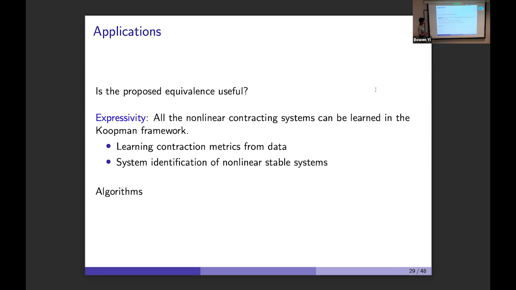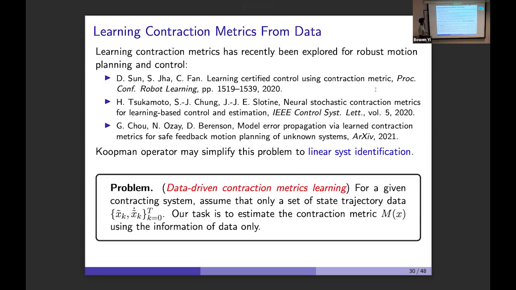Okay, so I will apply the equivalence to two applications. The first one is learning a contraction metric computed from data, and the second is system identification of nonlinear stable systems. The important part is proposing the algorithm for the learning. For the first one, learning the contraction metric, what does it mean? For a given stable system, which we call a contracting system, we assume we have a set of state trajectory data with the state x at moment k and x_k dot.